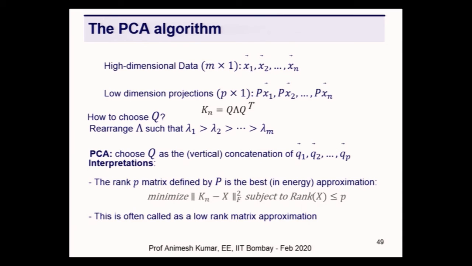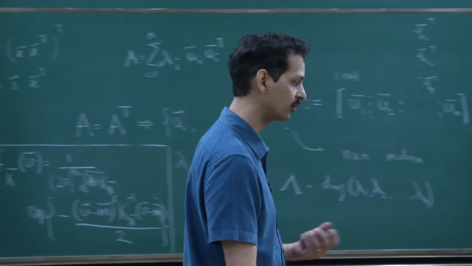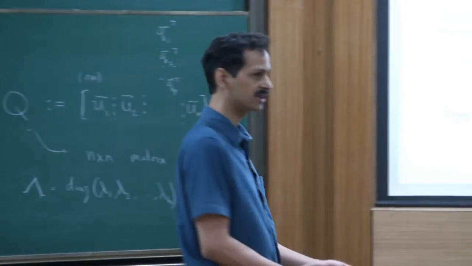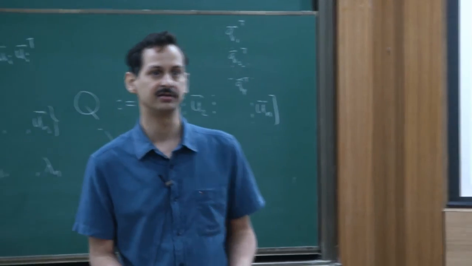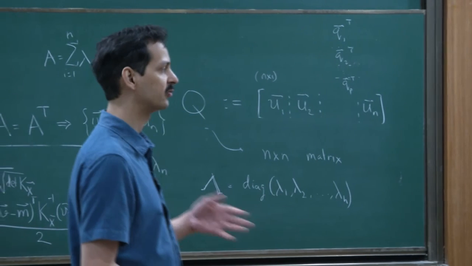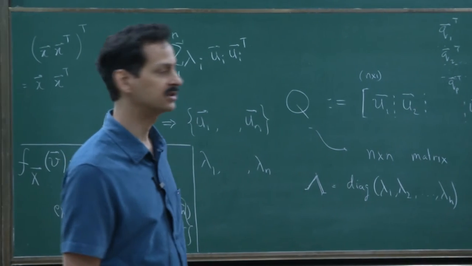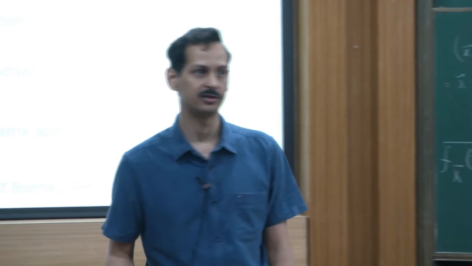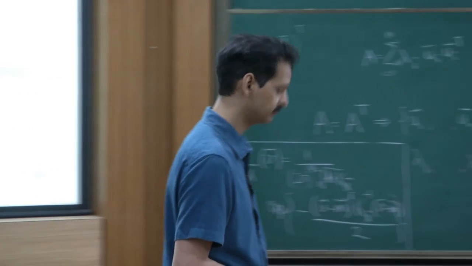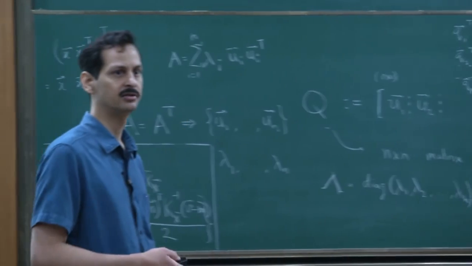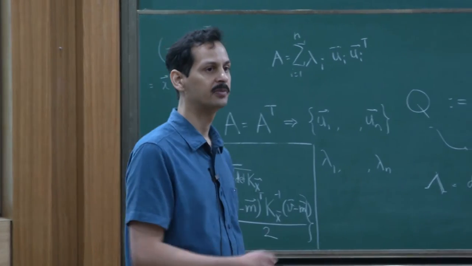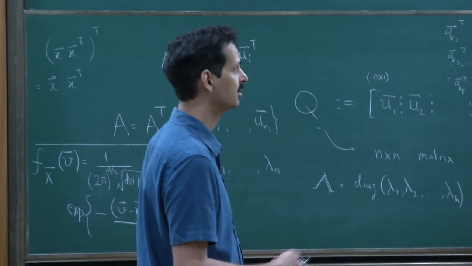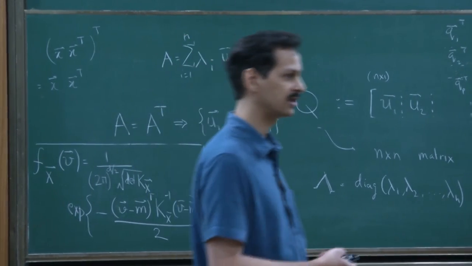This is also often called a low rank matrix approximation. A lot of PCA literature or low rank matrix approximation literature starts with PCA and goes in that direction. What we saw, PCA was for compression of vectors, but it can also be used for understanding low rank approximation of positive definite or symmetric matrices themselves. Any questions on that?